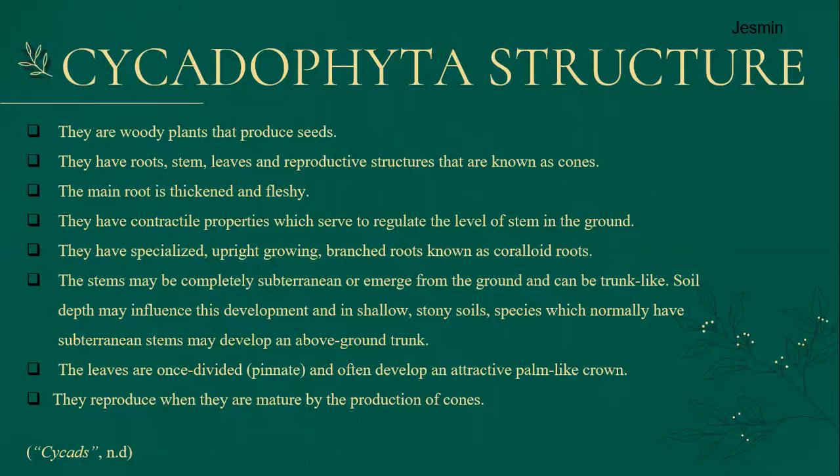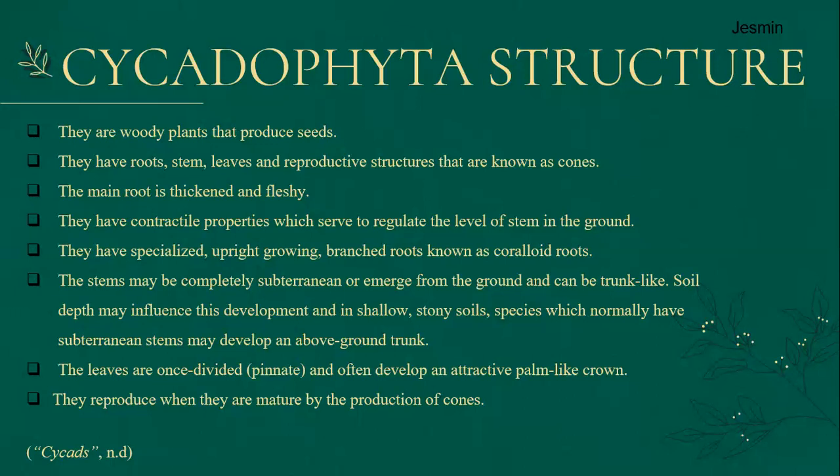Soil depth may influence this development, and in shallow, stony soils, species which normally have subterranean stems may develop an above-ground trunk. The leaves are once divided, pinnate, and often develop an attractive palm-like crown. Those of Stangeria bear a strong resemblance to the fronds of a fern, whereas in the Australian genus Bowenia, the leaves are twice divided, bipinnate.